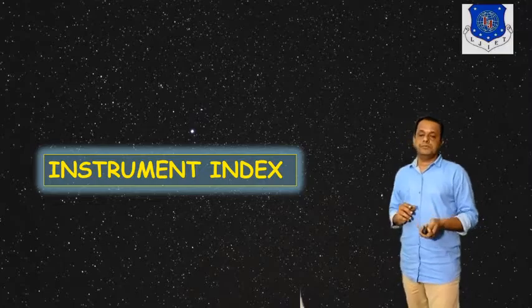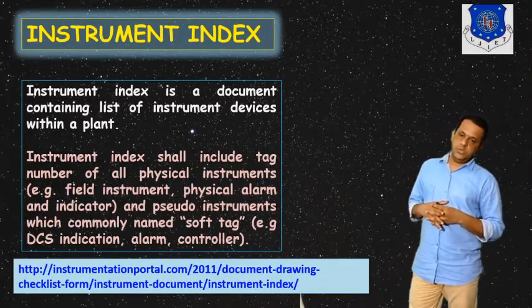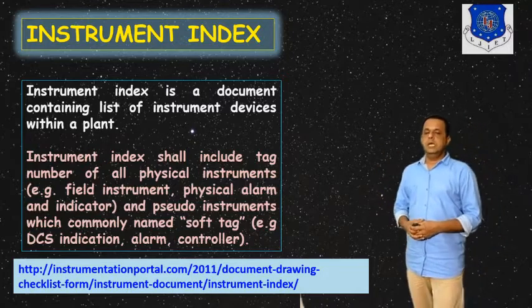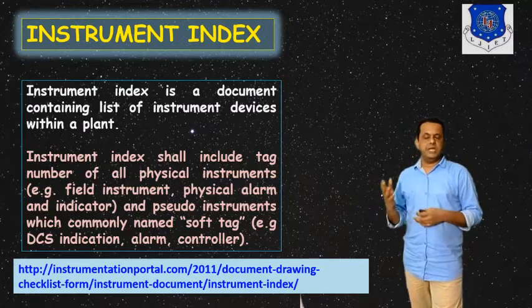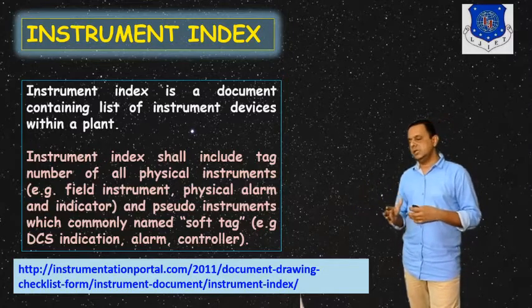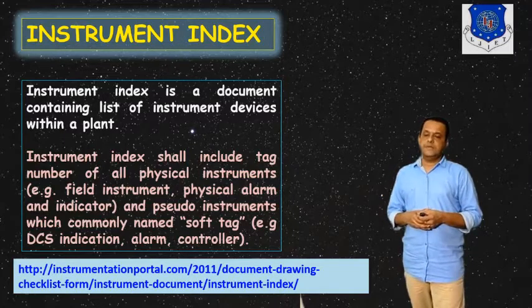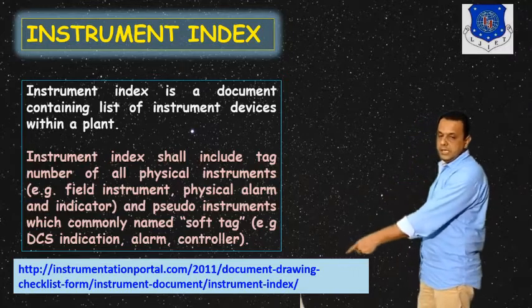Okay. So the instrument index is a document. It is a list of instruments within the plant, and it will include the tag number of the field instrument, physical alarm system, indicator, and pseudo instruments, like the soft tags that we use in the DCS indications, alarm controller.